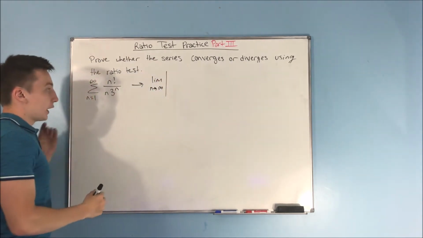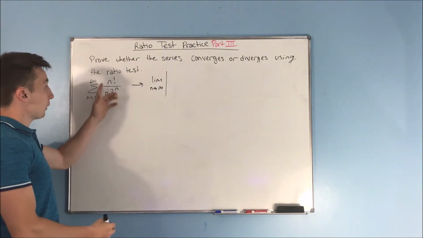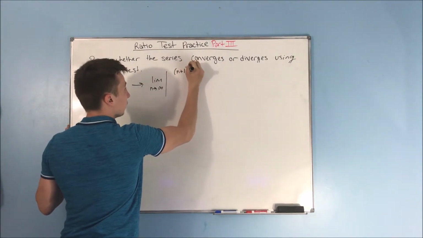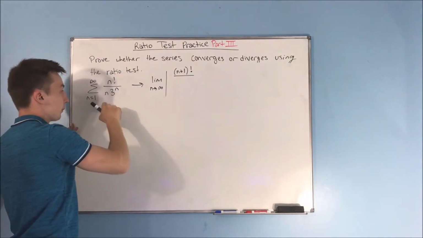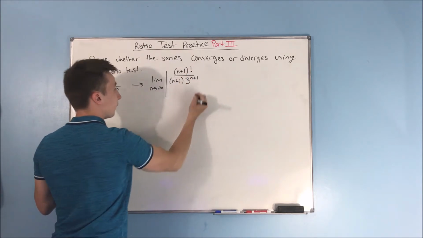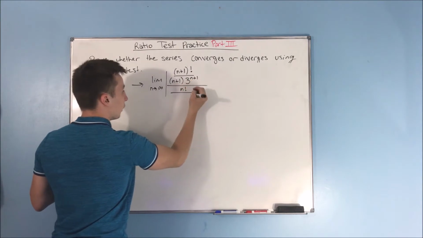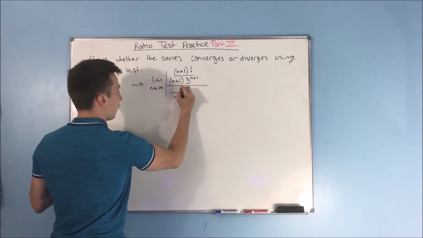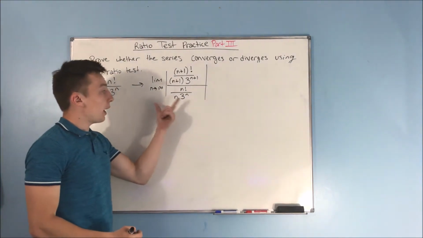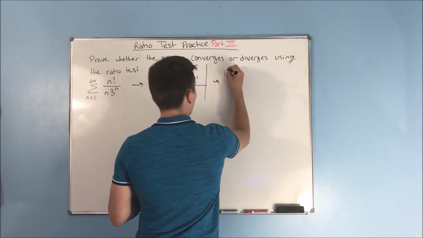The limit, as n approaches infinity, of the absolute value of a sub n plus 1. We plug in an n plus 1 for these n's to get (n plus 1) factorial over, this will be an n plus 1 times 3 to the n plus 1. We put that over our a sub n, which is just going to be n factorial over n times 3 to the n. Now, all these terms here are positive, so we can eliminate those absolute value signs.